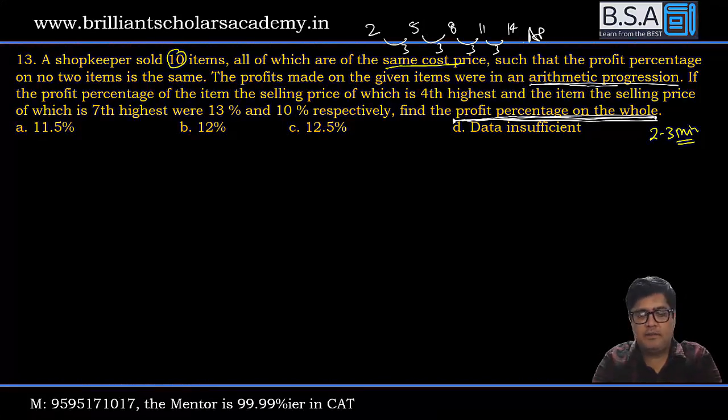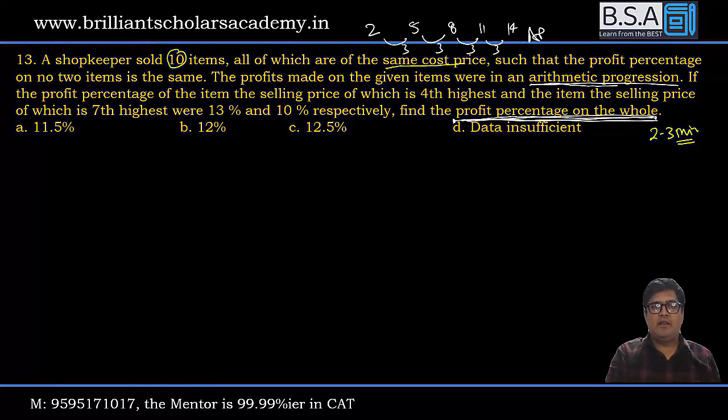Ten items are there, equal cost price. Profit percentage or profit is in arithmetic progression. What is the overall profit percentage? If I cover the concept of arithmetic progression in detail, you could answer this question almost verbally. Now let me put in some effort.